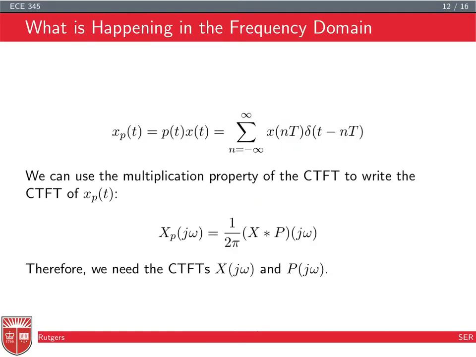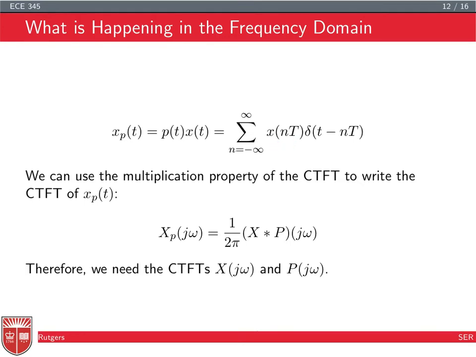Again, the holy grail here is, from the sample signal, how can I recover the original analog or continuous time signal? And it turns out the answer becomes easy to understand if you look at what's happening in the frequency domain. So again, my sample signal is xp of t, which is the sum of the impulse train modulated by the value of the signal at the times nT.